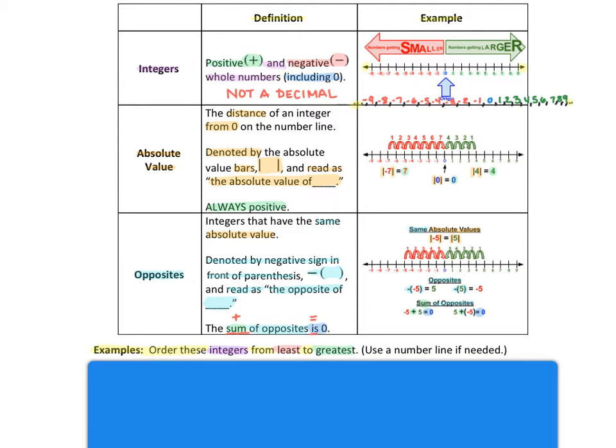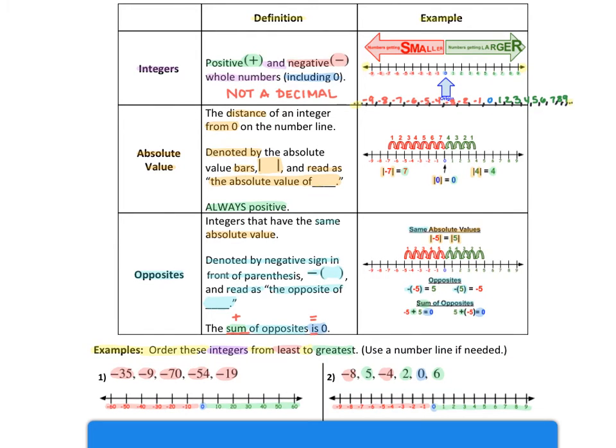Now that we have reviewed the vocabulary, we have a good understanding of what each of those words mean, let's look at some examples of how we are going to use our vocabulary to help us order integers from least to greatest, and possibly we're able to use a number line if needed.